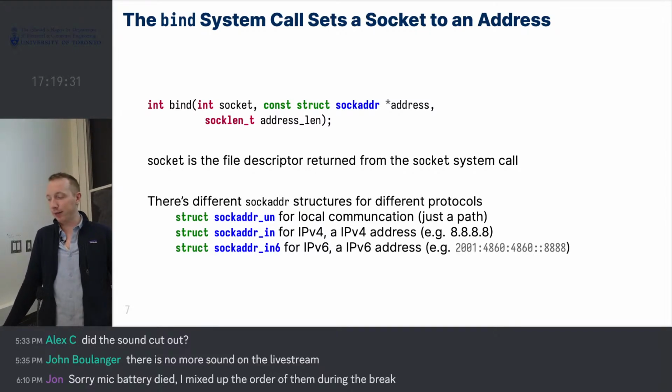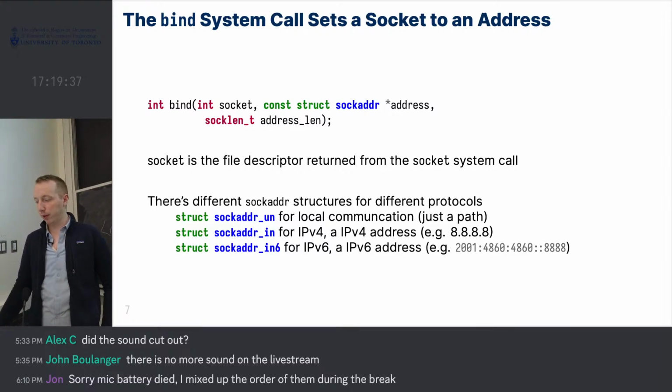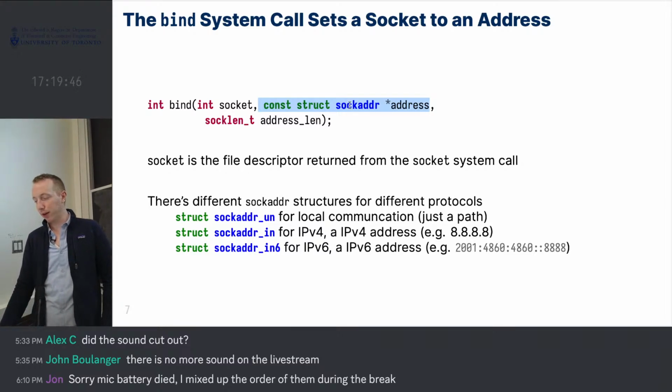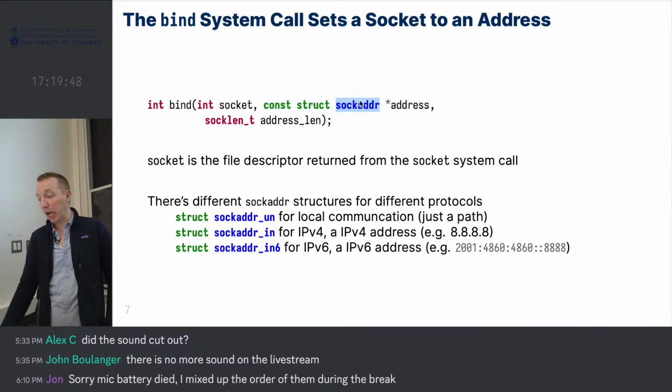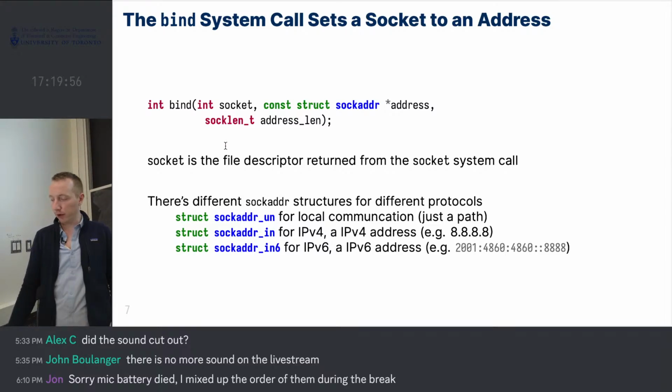So the bind system call binds a socket to an address or a location. It takes the socket as the first argument, and then, because it's C, it takes an address to a struct called sockaddr, which is just short for socket address. And then, because it's C, it needs the length of that structure because otherwise there's no way to figure it out.